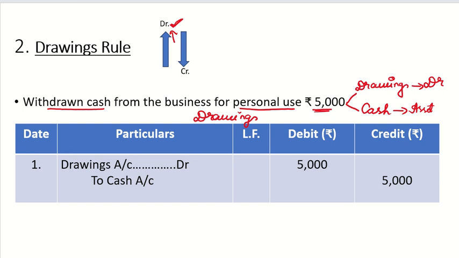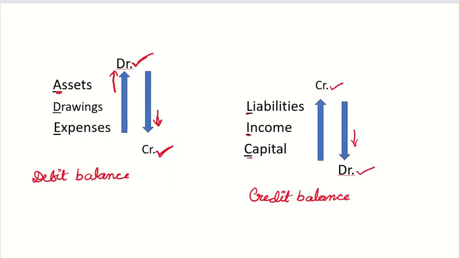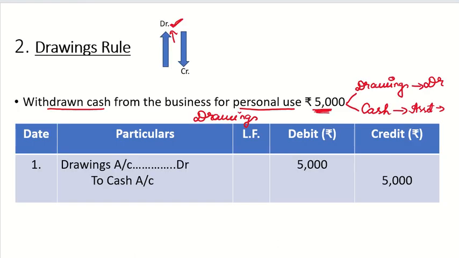Fine. And we are withdrawing the cash for personal use. Now this cash is an asset. So what does the asset rule say? The asset rule says that if it increases, we should debit it. So here cash is what? Increasing or decreasing? Here cash is decreasing, because cash is going out of the company.